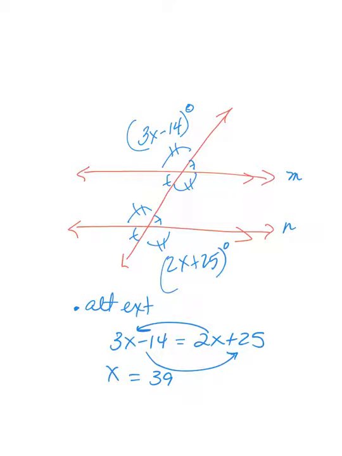Okay, I got it. 120 minus 3, 117? 117 minus 14 is 113? Wait. Somebody check that for me.